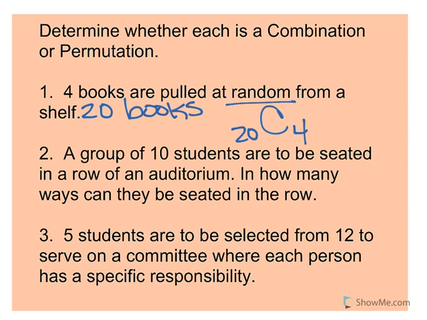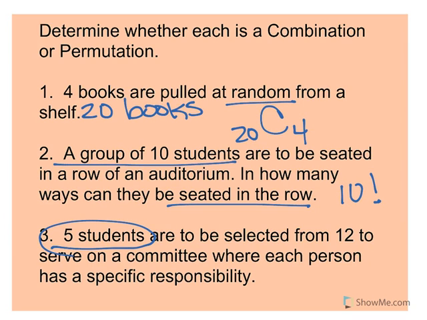A group of 10 students seated in an auditorium, how many ways can they be seated in a row? So you've got a group of 10. It doesn't really matter what order they go in, they just want to be seated in the row. So we're going to do a factorial. We're going to do 10 factorial there.